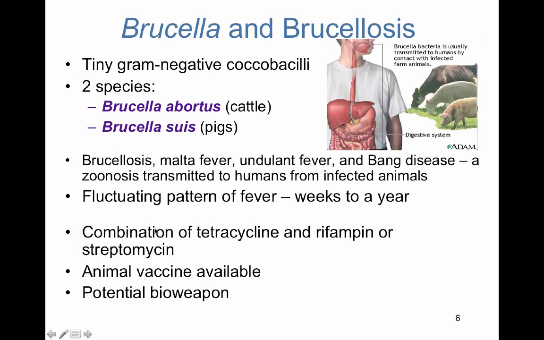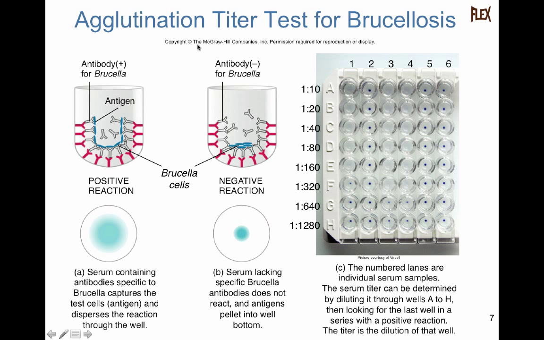And as far as treatment, tetracycline, rifampin, or streptomycin, there is an animal vaccine available. And as I mentioned before, Brucella and Francisella have been touted as one of the potential bioweapons, specifically if this were able to be aerosolized. Now, there is a unique test that I would like you all to remember to screen for the presence of the antibody for Brucella bacteria.